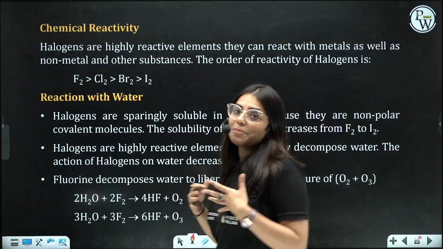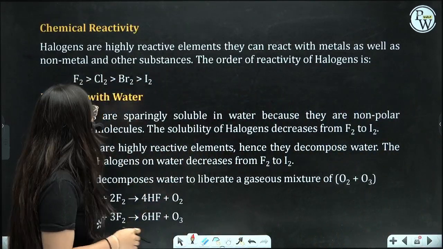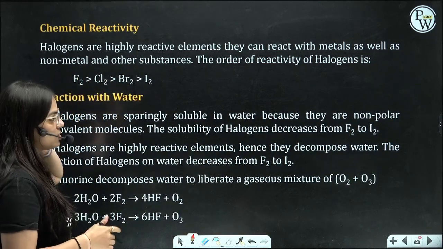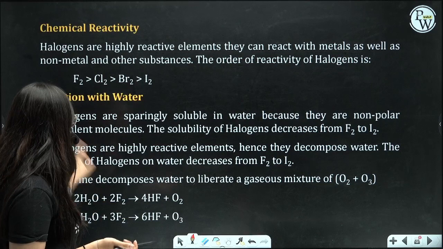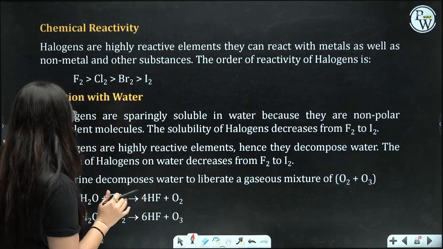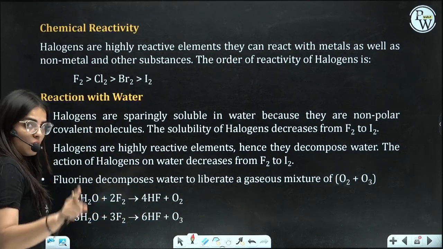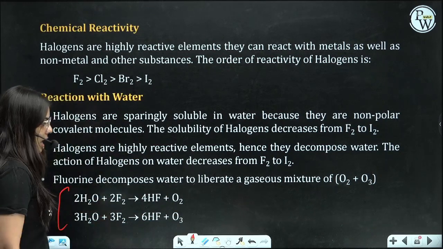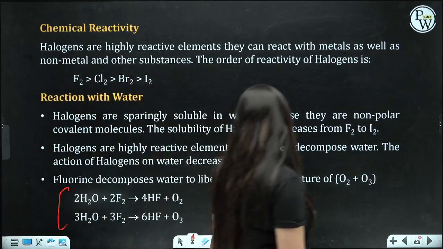Let's talk about chemical reactivity. F2 will be more reactive than Cl2, then Br2, then I2. This is going to be the order because halogens are highly reactive in nature. When do they react with water? Halogens are sparingly soluble in water because they are non-polar covalent molecules. So the solubility of halogens will decrease from F2 to I2. And yes, here you can see how they decompose water to liberate a gaseous mixture.